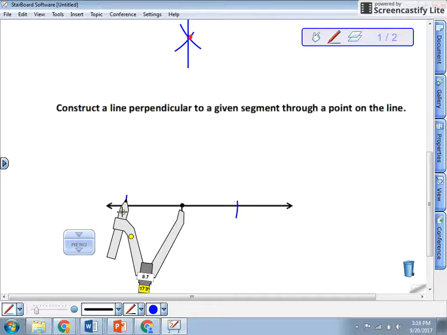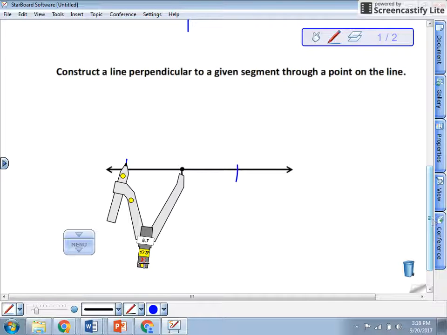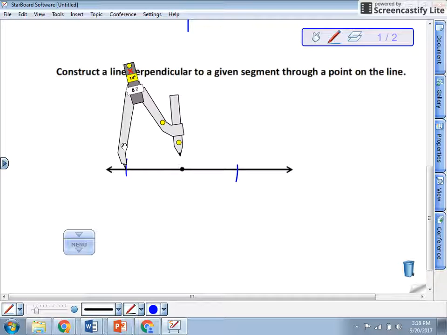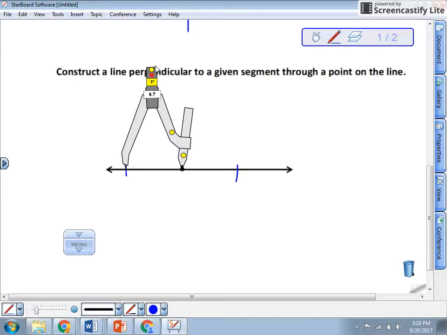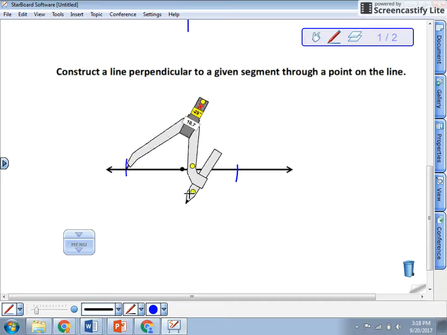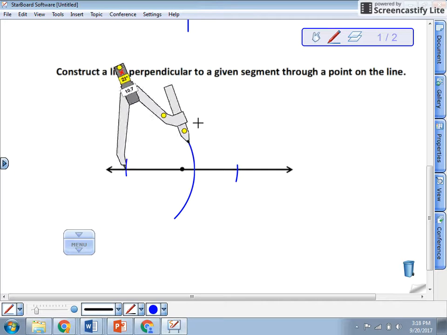Okay, now we've got a mark on each side. We basically created a midpoint with the original point. So now all we're going to do is go to the two tick marks we created. We're going to open our compass beyond halfway, just like we were making a midpoint. Once we've got it beyond halfway, we're going to make an arc here.